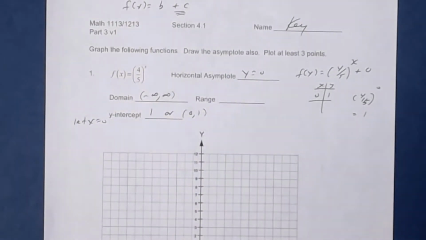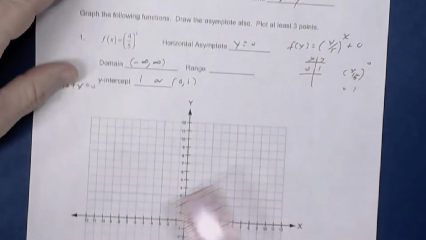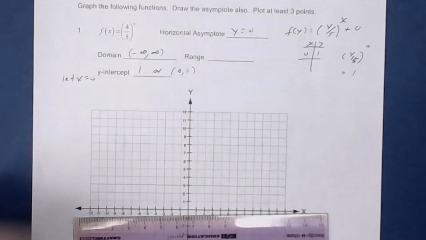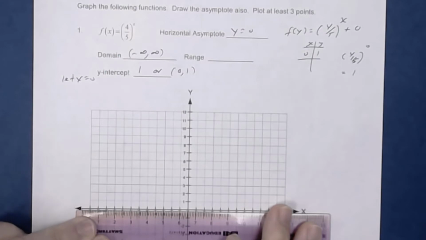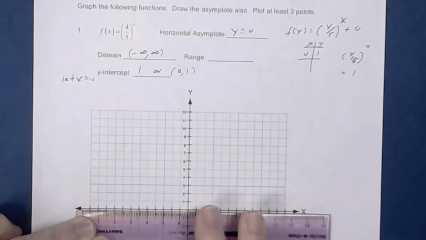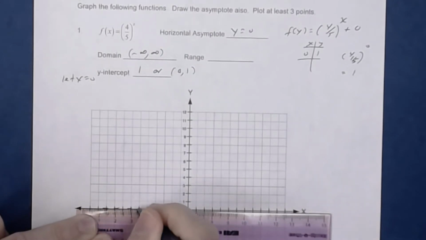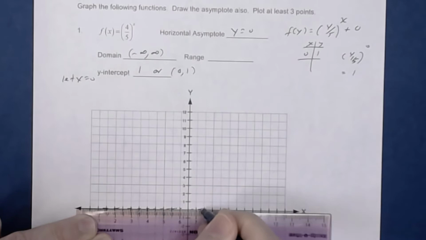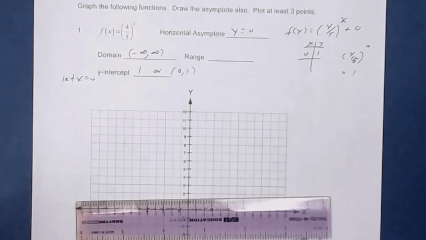Now if I go ahead and graph the horizontal asymptote, remember y equals 0 is the x-axis. So I'm going to put a dotted line here. That's where the graph will approach at some part of the graph, meaning that the y values are getting closer and closer and closer to 0. That's what we're referring to.